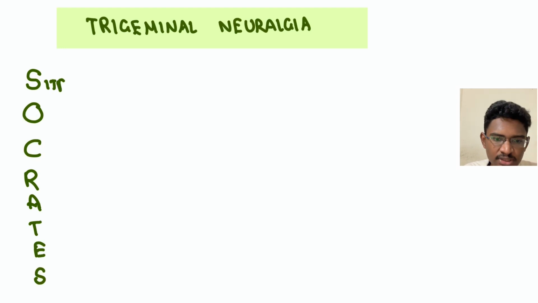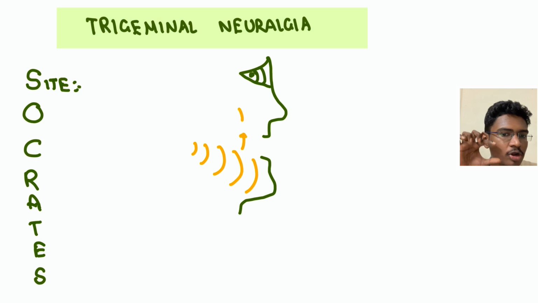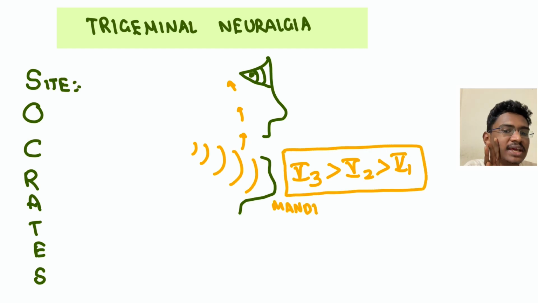Obviously, it should start with V3. Mandibular division is the most commonly involved, followed by maxillary division, followed by ophthalmic division, which is rarely involved. So it progresses like this.